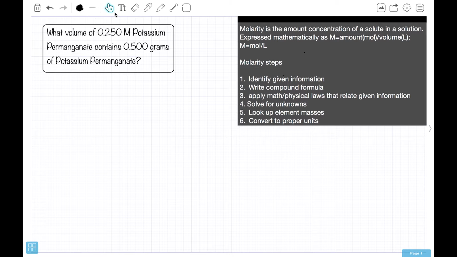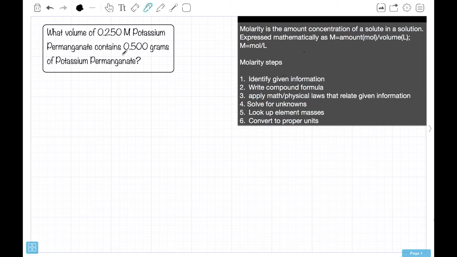All right. So the problem this time says, what volume of 0.25 molarity potassium permanganate contains 0.5 grams of potassium permanganate? So that seemed kind of funny to say. So what does it even mean? So I see we have a molarity, and it's saying if you have this molarity of 0.25 and you have this amount of grams of it, what's the volume?